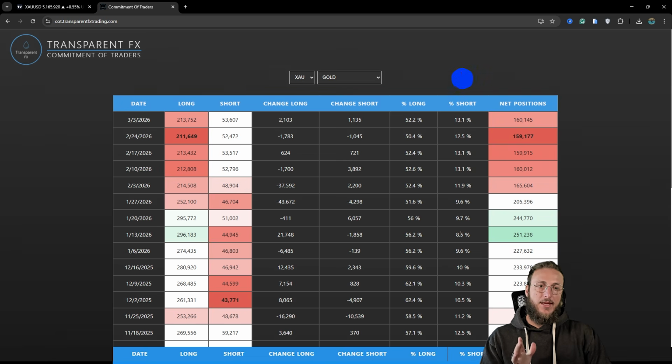We went from 8.5 here at the low. Now we're sitting at 13.1% short. So we're starting to see an increase in the open interest on the short side from the big speculators in the market. At the same time, the percentage long when it comes to the open interest is starting to decrease. In fact, we were sitting here at the high at basically 62.4%. Now we are at 52.2%.